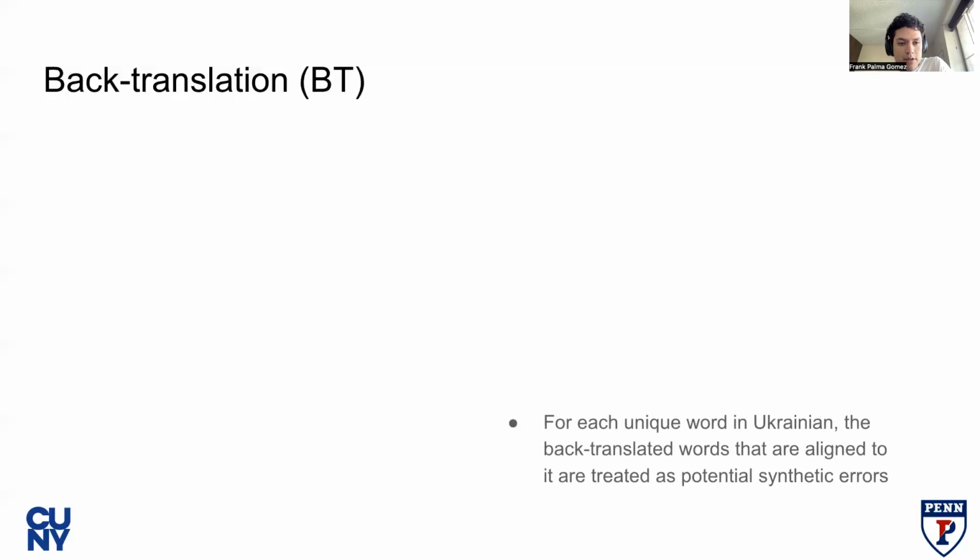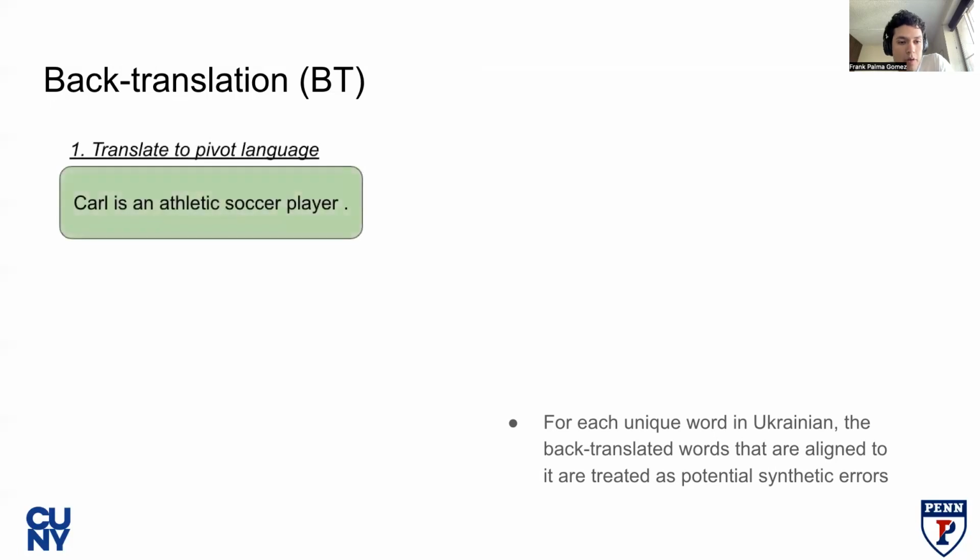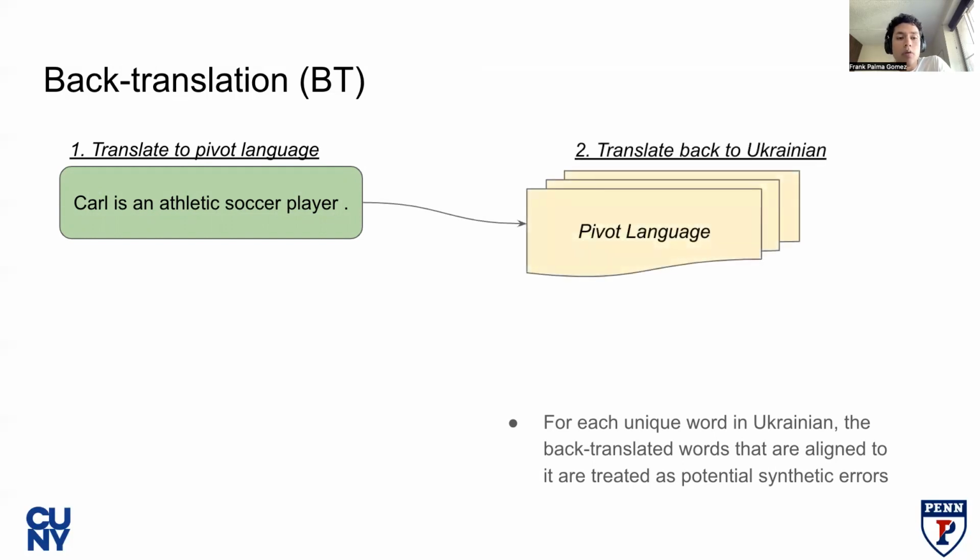We use back translation to generate more diverse errors within our synthetic data. Back translation generates more diverse errors that cannot be generated using the baseline spell-based transformations. For illustration purposes, we will give an example in English. First, we grab a source sentence, such as Carl is an athletic soccer player, and translate it to the pivot language. When translating, we generate multiple hypotheses.